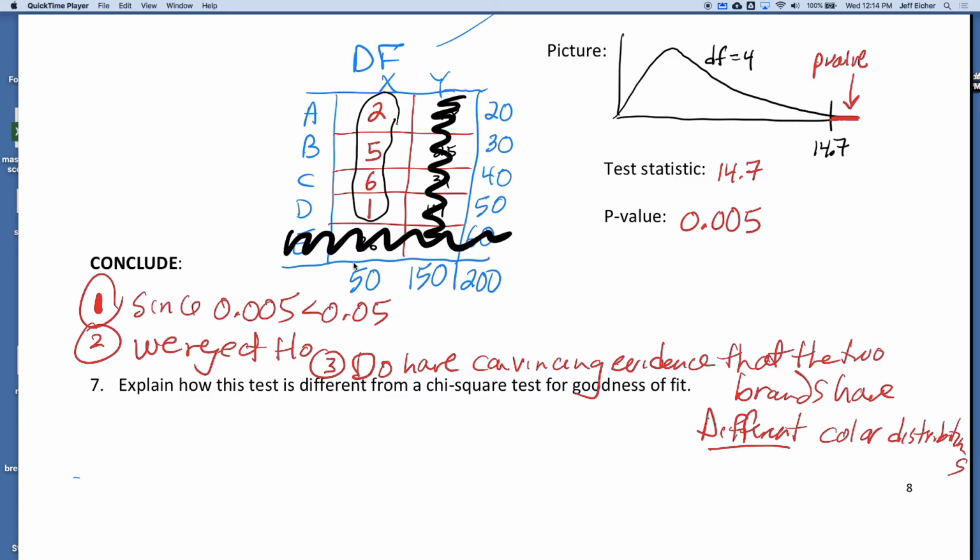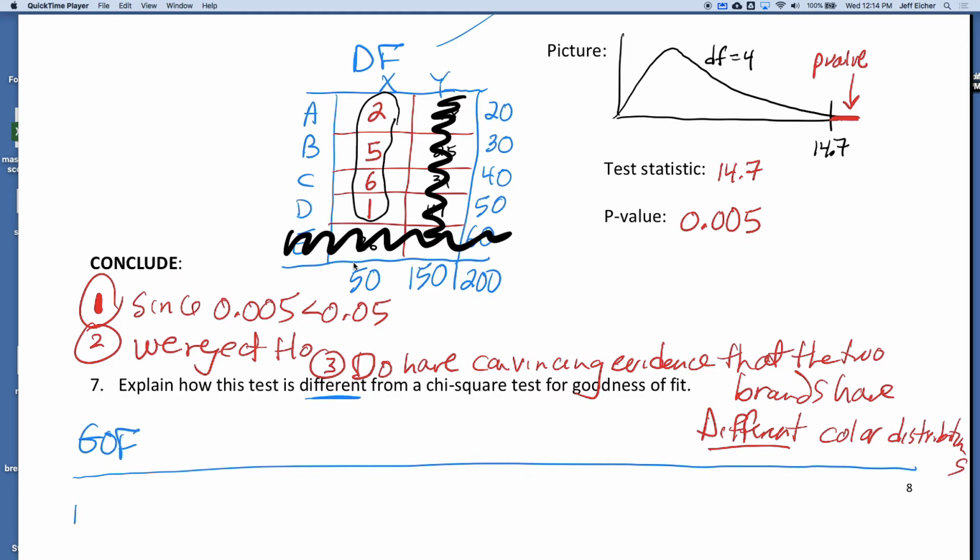So what I'd like to talk about next, I'm going to have to erase that because I'm going to need some space. I'd like to see what's different between the goodness of fit test yesterday and today's homogeneity test. So there are several differences. We'll just try to organize it in a table like this. So any ideas? Differences?